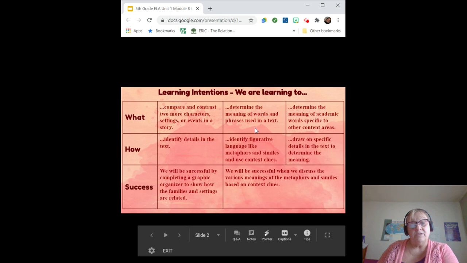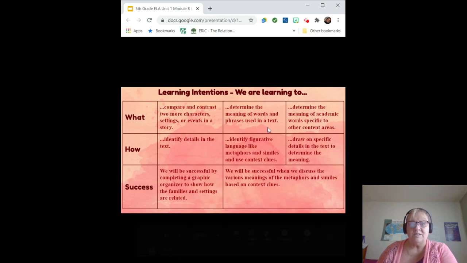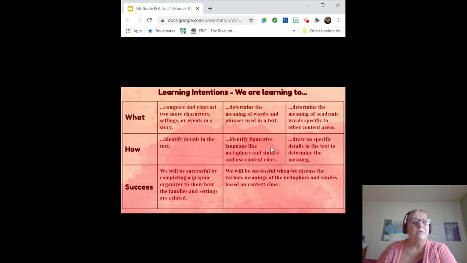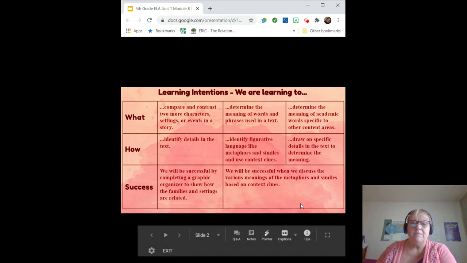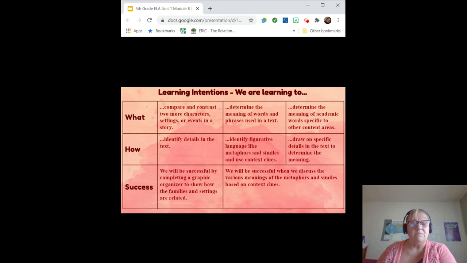We are also going to determine the meaning of words and phrases used in a text, particularly when we identify figurative language like metaphors and similes, and use context clues to figure out what they mean. We're also going to be learning how to determine the meaning of academic words specific to other content areas. We'll draw on specific details in the text to determine the meaning. We'll be successful with these two components when we discuss the various meanings of the metaphors and similes or the academic words based on the context clues.